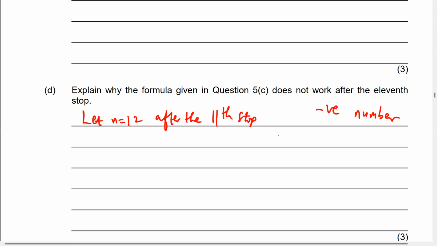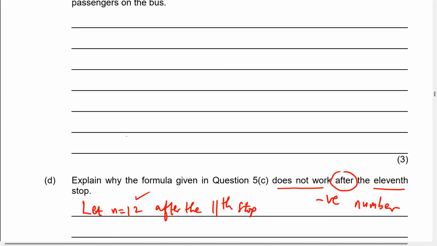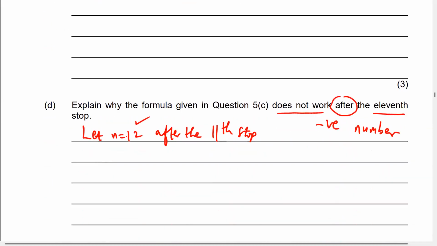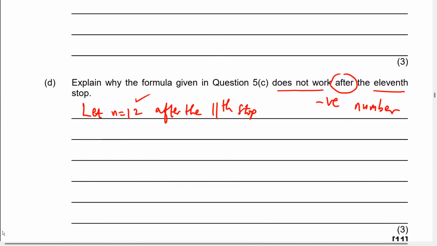Because we want to show, that's a good question, because we want to show that it does not work after the 11th stop. Oh, okay. So I didn't read the question. Yeah, so it's after, so you can choose any number. The first one would be like 12. After the 11th stop, and show that it's going to give a problem. But obviously, the formula itself is minus 2n squared plus 24n minus 20. So you're going to have that.